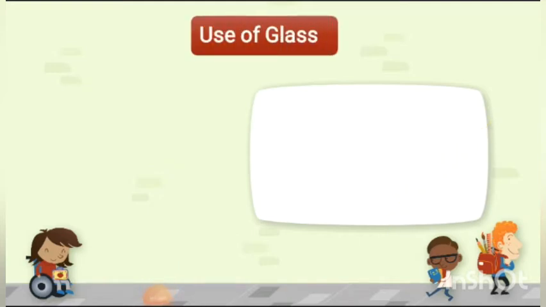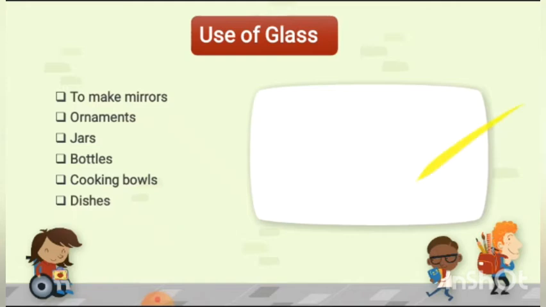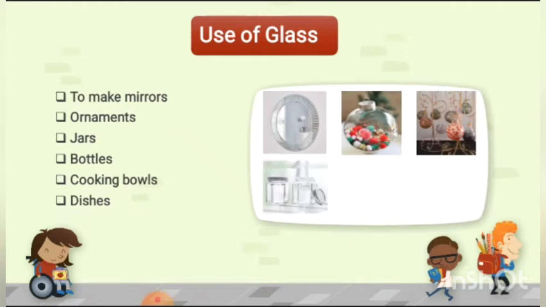Uses of glass. Yes, glass is used to make mirrors. You are using them at your home also. Ornaments, to make them look more attractive. Jars, cooking bowls, bottles and dishes.